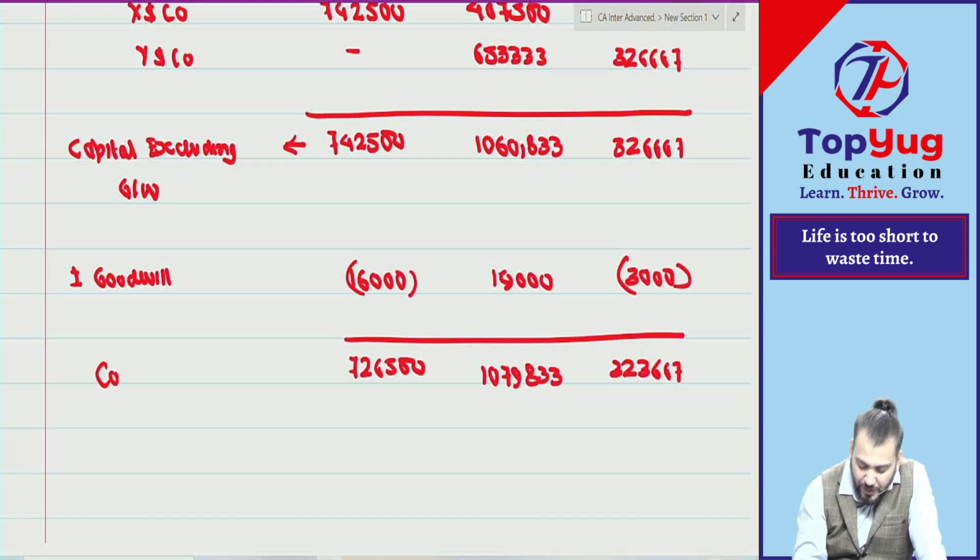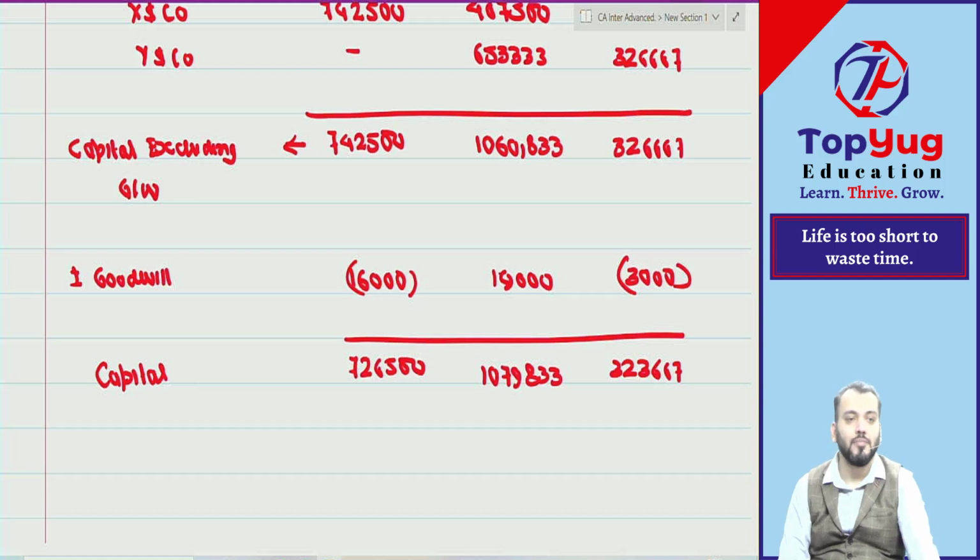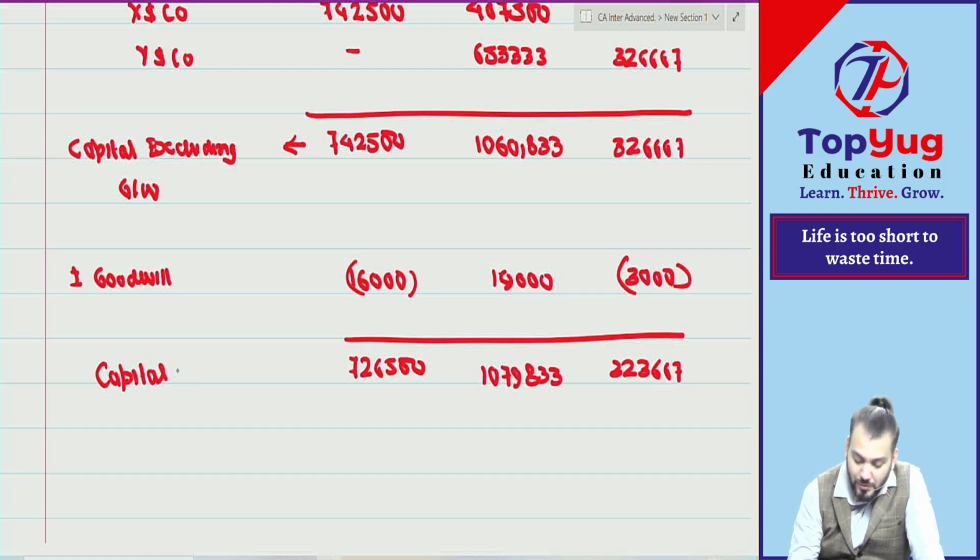Now this is capital excluding or including goodwill? Excluding, including. How many are saying including? How many are saying excluding? Very good. Excellent. Means you have understood. If you are saying excluding, means you understood.